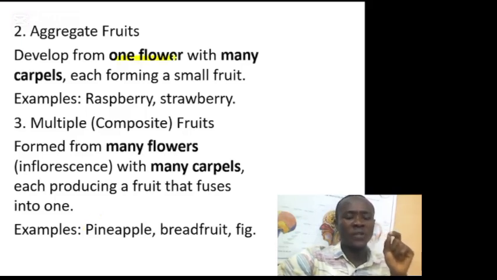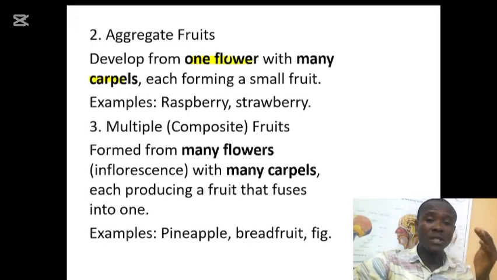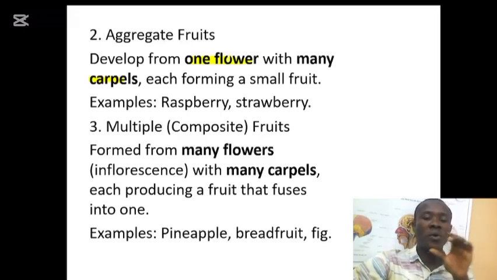And the aggregate fruit, as I said, they are developing from one flower with many carpels. In the simple fruit, as I said, they develop from one flower with one carpel. But in here, one flower with many carpels. That is for aggregate. But in multiple fruit, they develop from multiple flowers with multiple carpels. So everything about the multiple is what? Multiple flowers, multiple carpels.